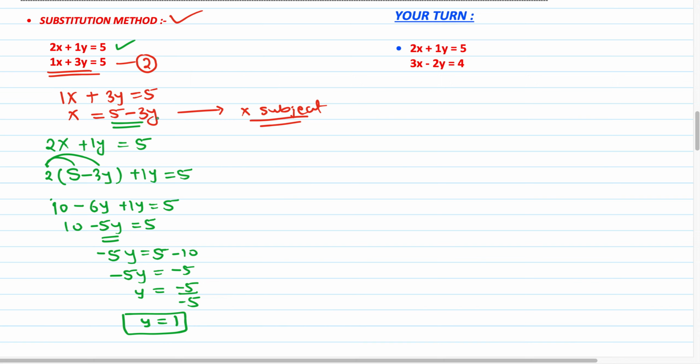Now again the same method, because I have a formula for x already, I will take down that formula. x is equal to 5 minus 3y. So x is going to be 5 minus 3 into y, that is 1. So x is equal to 5 minus 3, x is equal to 2. So now I have got this. Okay, so what will be the answer? The final answer I have got is 2 comma 1.